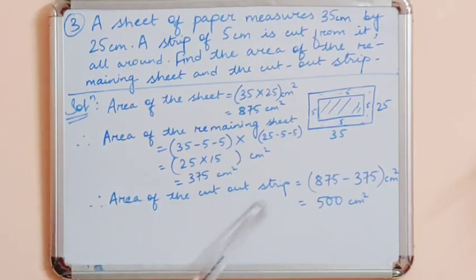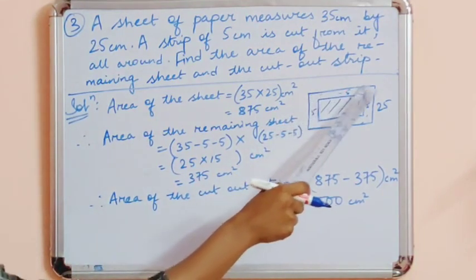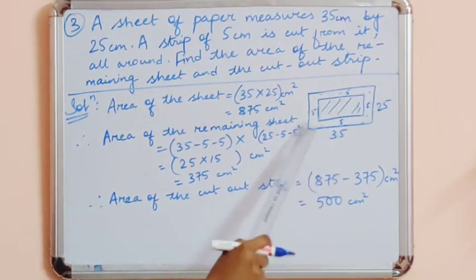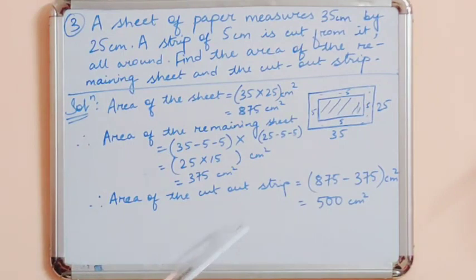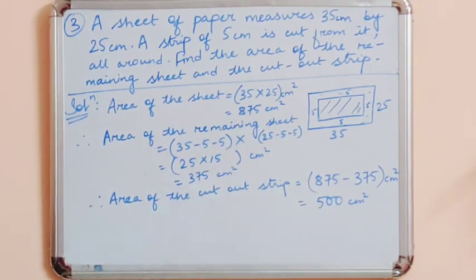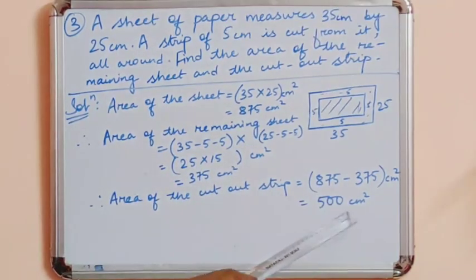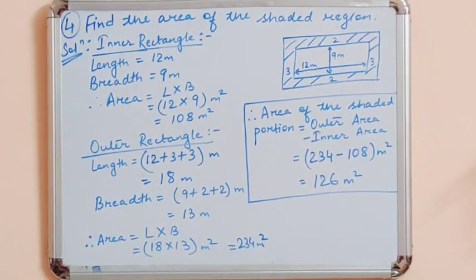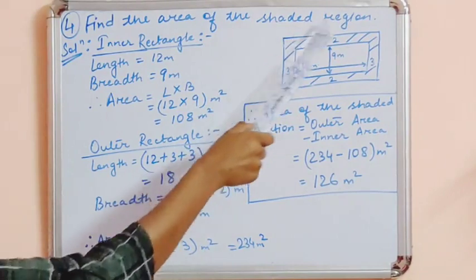Now area of the cutout strip will be, this is the remaining portion. Now if we subtract the area of the remaining portion from the entire area, we get the area of the cutout strip. So this area of the cutout strip will be 875 minus 375, that is 500 centimeters square. So let us look at the next question. Find the area of the shaded region.